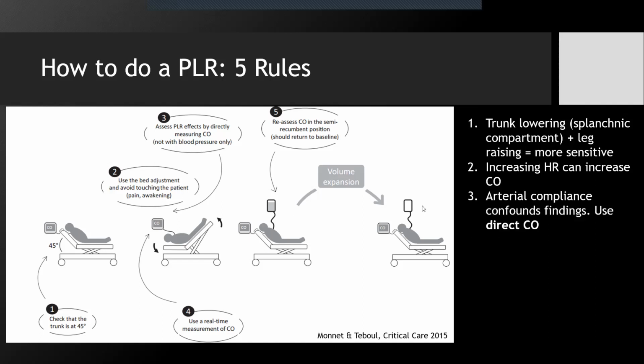And number three, which is something I already mentioned, is you want to use a direct measurement of cardiac output, because arterial compliance will confound the findings. So if you try to use pulse pressure variation, it won't be as accurate. This is probably true of all the indirect methods of cardiac output. The proponents who have been studying and pushing for passive leg raise have been strategic, I believe, in using direct measures of cardiac output as their outcome, to make sure that the passive leg raise as a tool still remains useful.